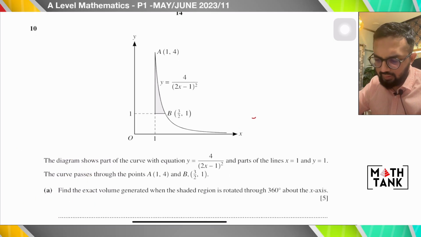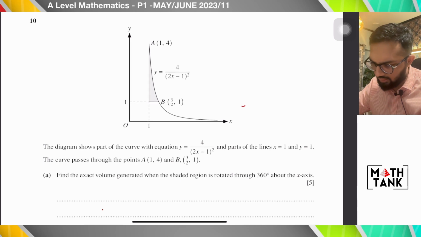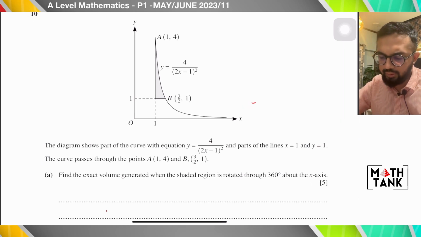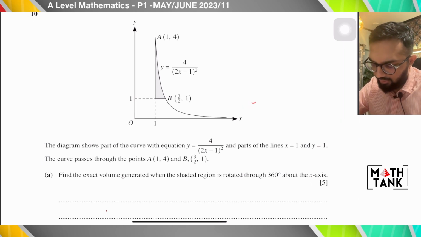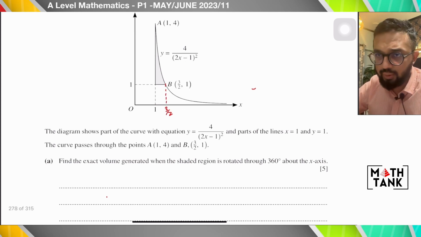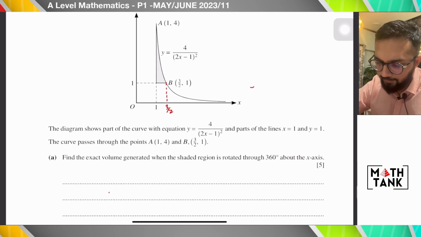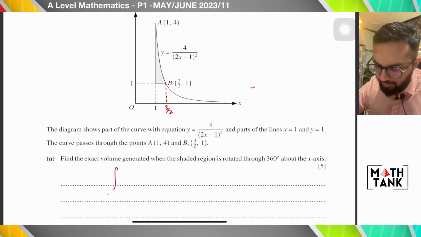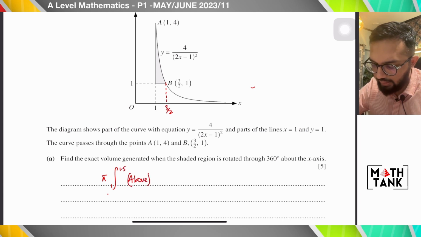Okay, so this is a question on integration. It says find the exact volume generated. The diagram shows the curve, the line x equals 1 and y equals 1. The curve passes through these points. If I'm rotating about the x-axis, I need this point. This will serve as my limit. I'm going to say pi, 1 to 1.5. I'm going to write above squared minus below squared, and that's how I usually integrate.